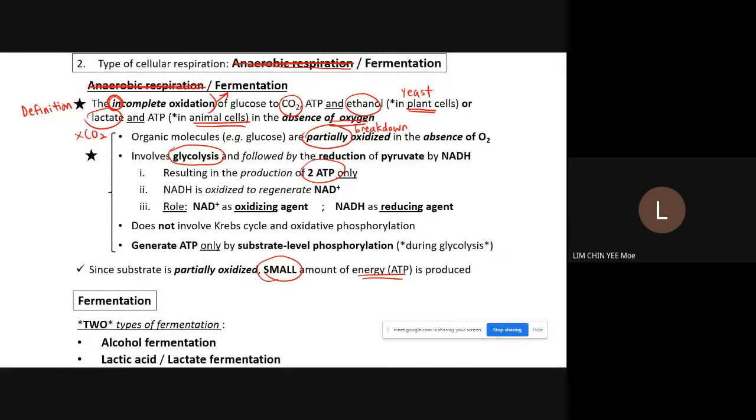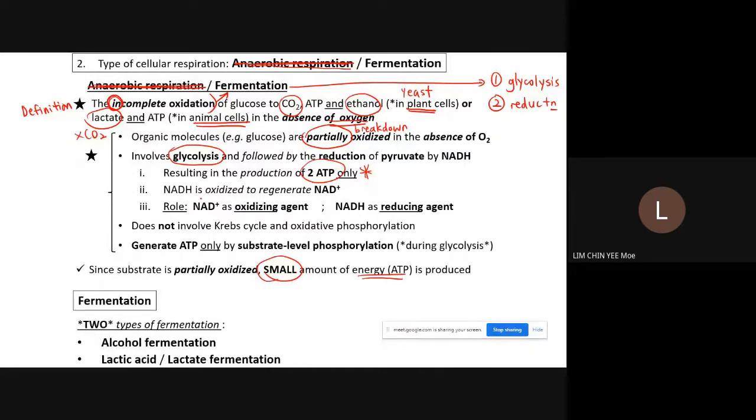Okay, so what happened with fermentation? Konsep dia sangat senang. Konsep untuk fermentation ialah first start dengan glycolysis, next reduction, tu je. That's all. Fermentation is all about glycolysis. That's when it produces the ATP. And then terus reduction. Tu je. It's as simple and straightforward as that.